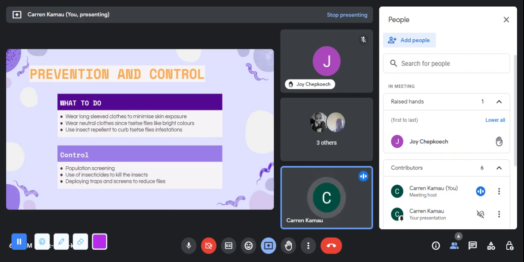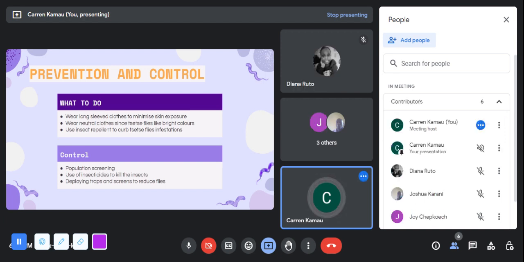Today we are going to cover how to prevent and control sleeping sickness. What can we do to control? One, you wear long sleeve clothes to minimize skin exposure. You wear neutral clothes, since flies like bright colors. They love red, they love pink. Then you can use insect repellents to curb fly infestations.